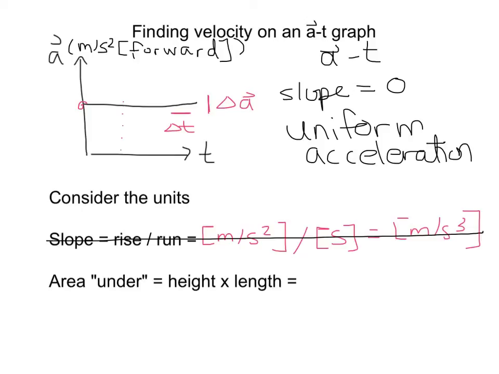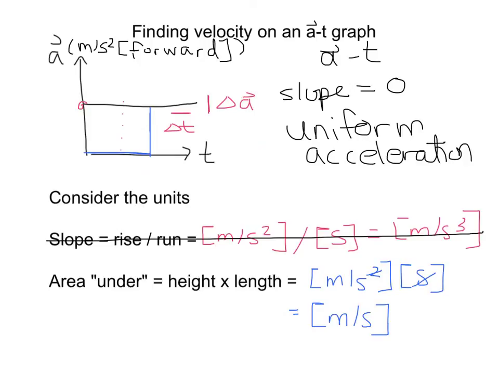Now let's also consider the area under. So the area under here, we can consider the height, right? We're forming a square or a rectangle here. If we look at the height, it is a change in acceleration, so this is meters per second squared. And then we can look at the length of the box that's formed, that's in seconds. So we're multiplying by seconds, which means we've got seconds squared on the bottom and seconds on the top, which means we're left with just 1 second on the bottom. So we're left with meters per second. This tells us that area under gives us a velocity. So we can use area to calculate velocity.